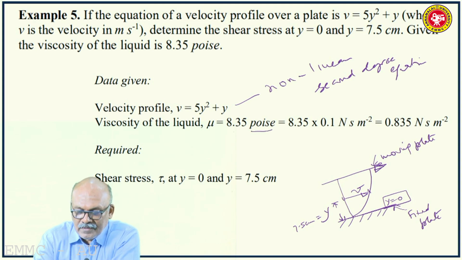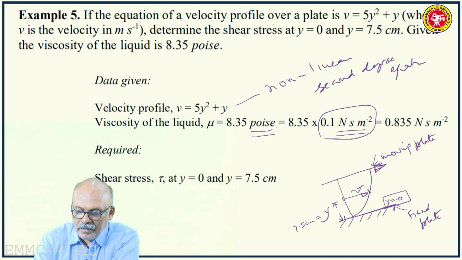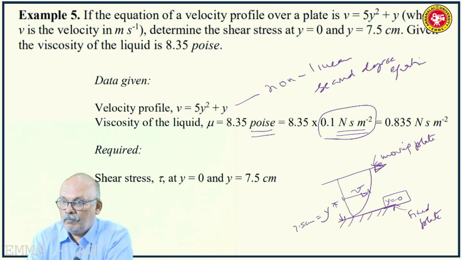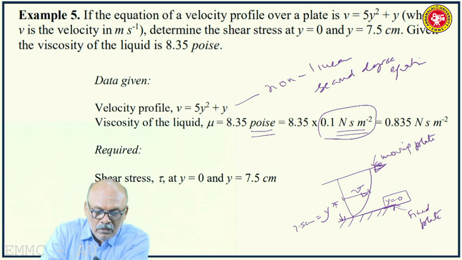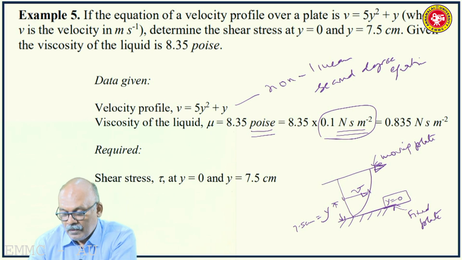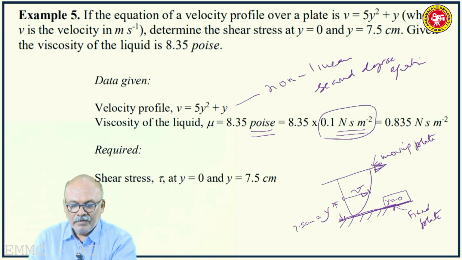So this poise, let us convert into fundamental SI units. One poise is 0.1 Newton second per meter square. So 8.35 poise makes 8.35 multiplied by 0.1 Newton second per meter square. That is 0.835 Newton second per meter square. Now you are asked to find out the shear stress tau at y is equal to 0, that is at the bottom of the fixed plate, and at y is equal to 7.5 centimeters, that is 7.5 centimeters from the fixed plate.